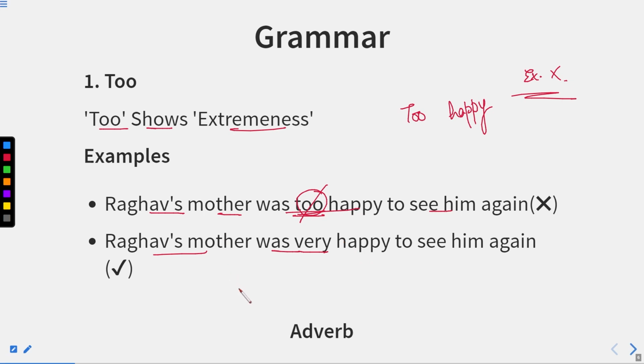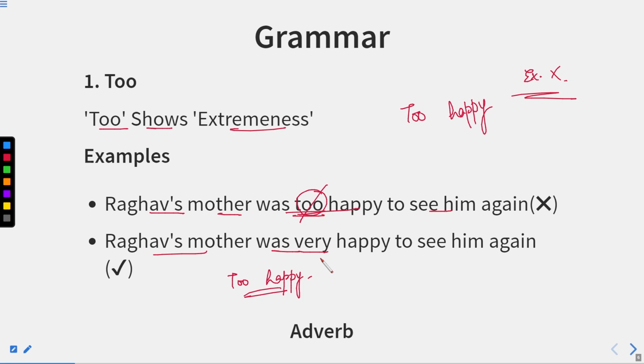Now, if I say someone is too happy, that means he is being extremely happy, which is not required at all. Suppose someone laughs at a joke very, very much, it means the joke was not that good to be laughed at to such a large extent. But if someone is laughing too much, that shows sycophancy, of course.